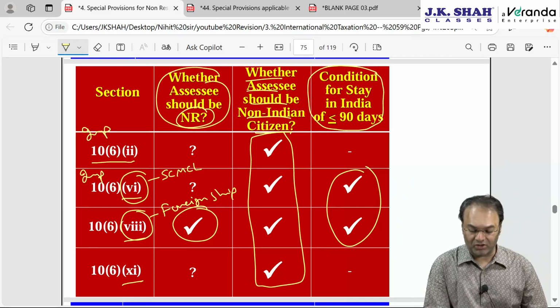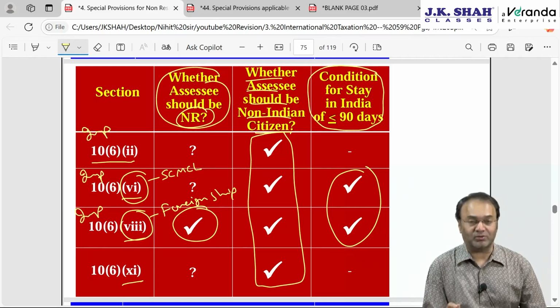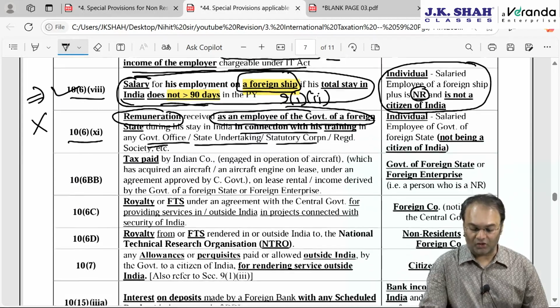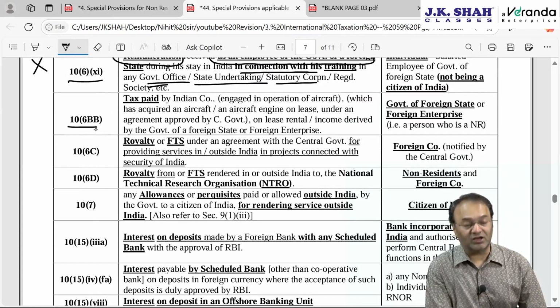Employee of a foreign ship. Okay, the most important one is 10.6 subclause 2, and this subclause 6 is also slightly important. Subclause 8 is also slightly important. Subclause 11 is totally unimportant. You can ignore it. You can skip that. Okay. Then 10.6 double B, 6C, 6D, these three. Okay, this is slightly off the track, difficult to understand.